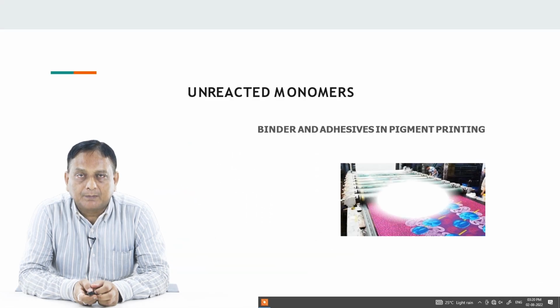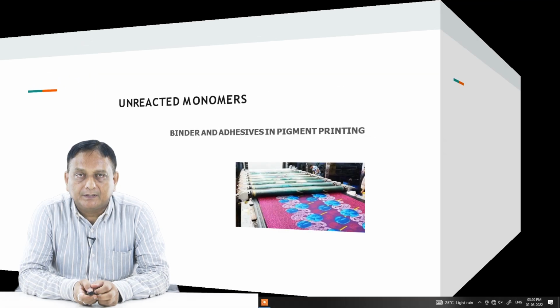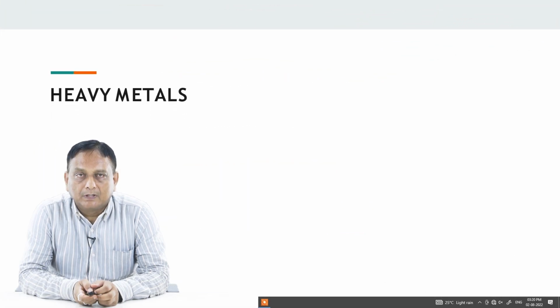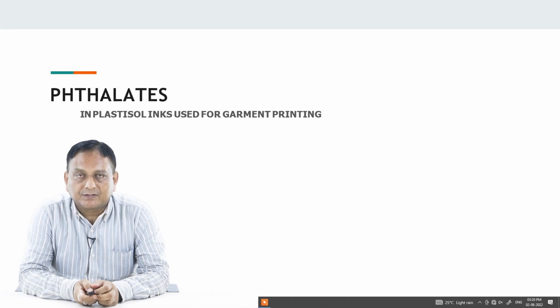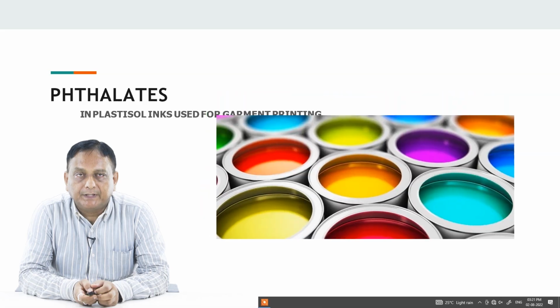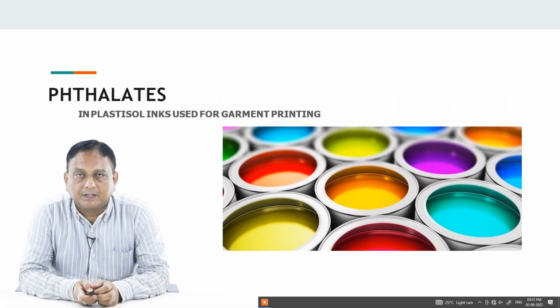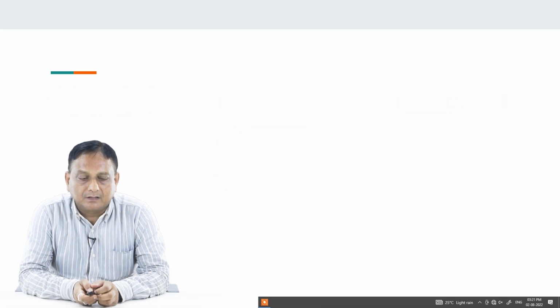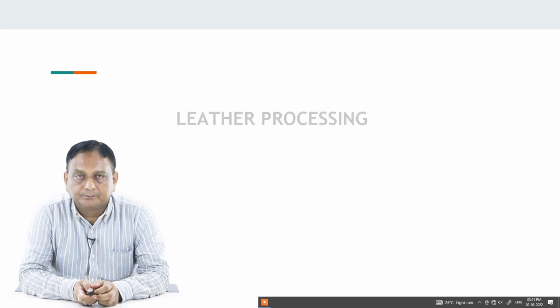Unreacted monomers like binders and adhesive are used in pigment printing. So there are also heavy metals which are used in different dyes and chemicals. Phthalate is used in plastisol inks for garment printing. So those are in the garment processing unit. These are the areas of concern for MRSL.